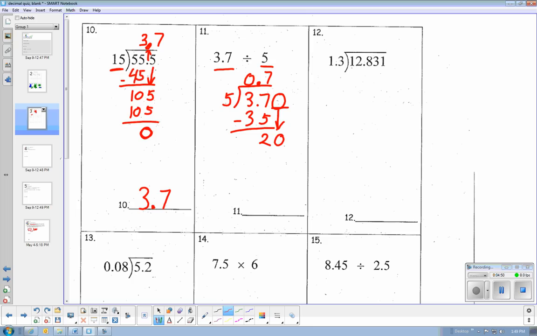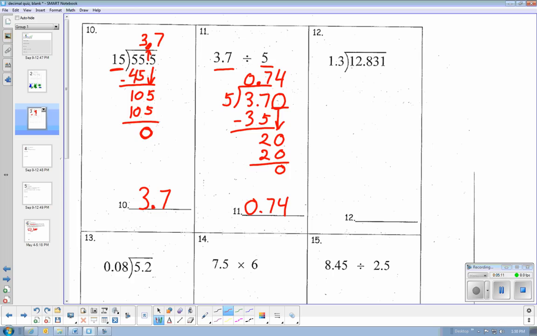5 goes into 20 exactly 4 times. 4 times 5 is 20, and here again, we're coming up with an answer of 0. We're to the right of the decimal point, so we know our answer is 0.74.